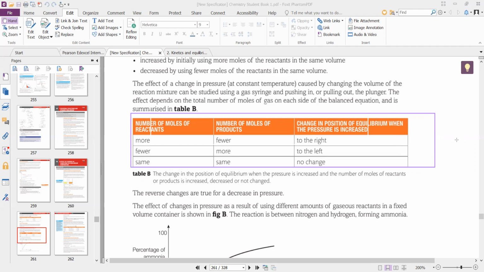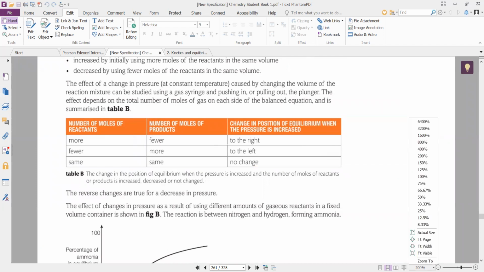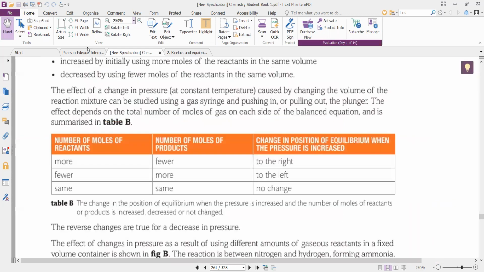I have already shown it. Where are your spectacles? Enlarge it.